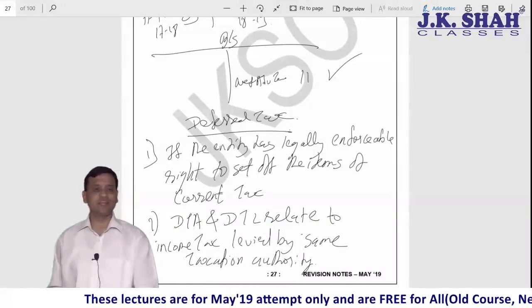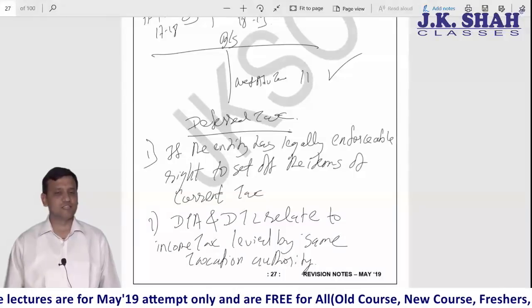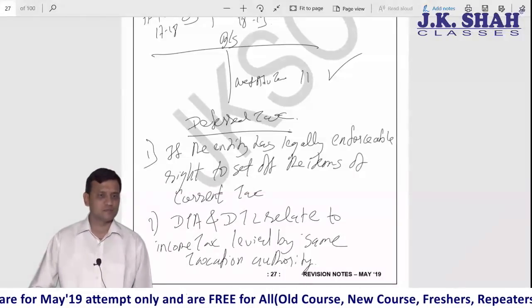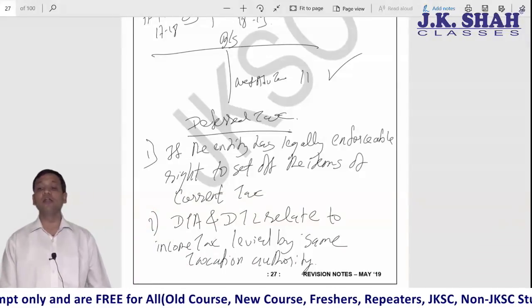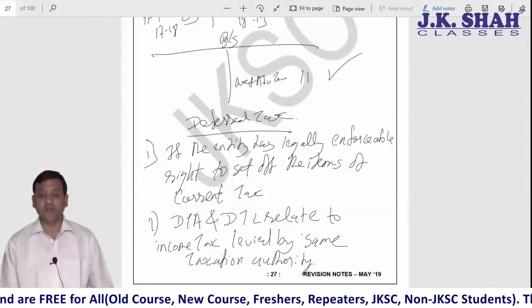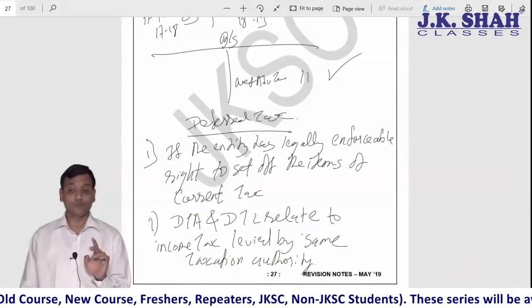Means I have a deferred tax asset and I have a deferred tax liability. Can I knock off this deferred tax asset and deferred tax liability? Yes. Means I can just show a net deferred tax asset or a net deferred tax liability only if I have a legally enforceable right to set off deferred taxes.